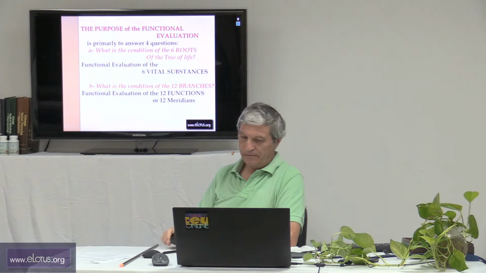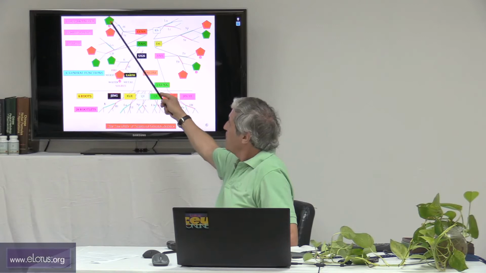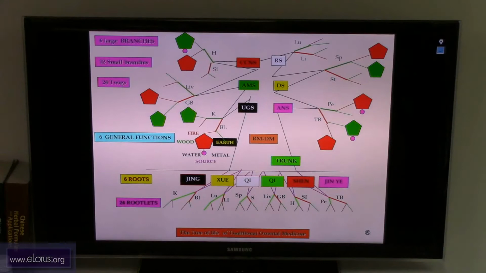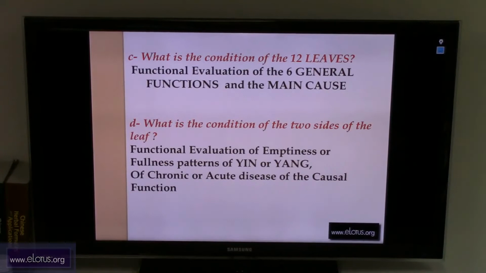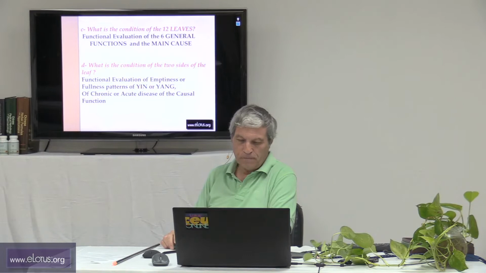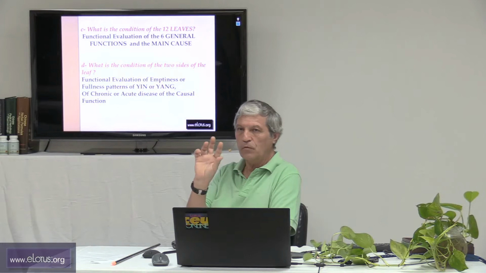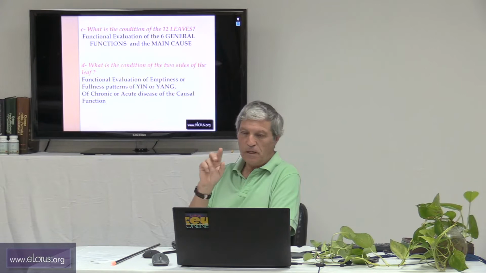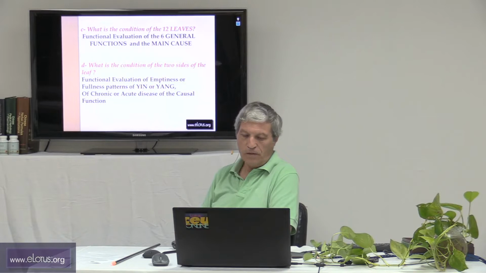We have six functions here. But only one is the cause. So we have to find what is the cause, the secret after. And the last question, what is the condition of the two sides of the leaf? We have found the main cause, but after we have two sides of the leaf, yin or yang. So the diagnosis is what is the condition of yin or yang. That is to say chronic or acute disease of the causal function.